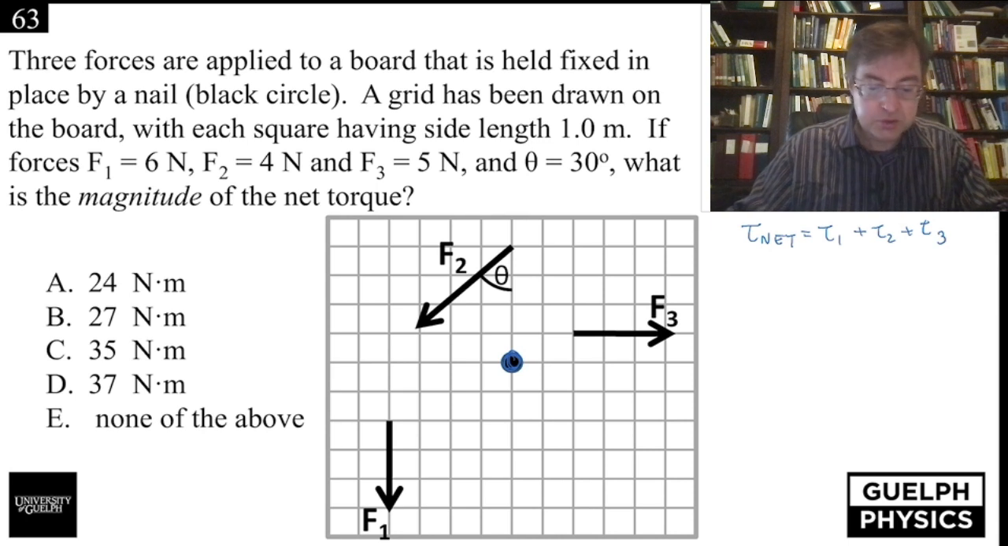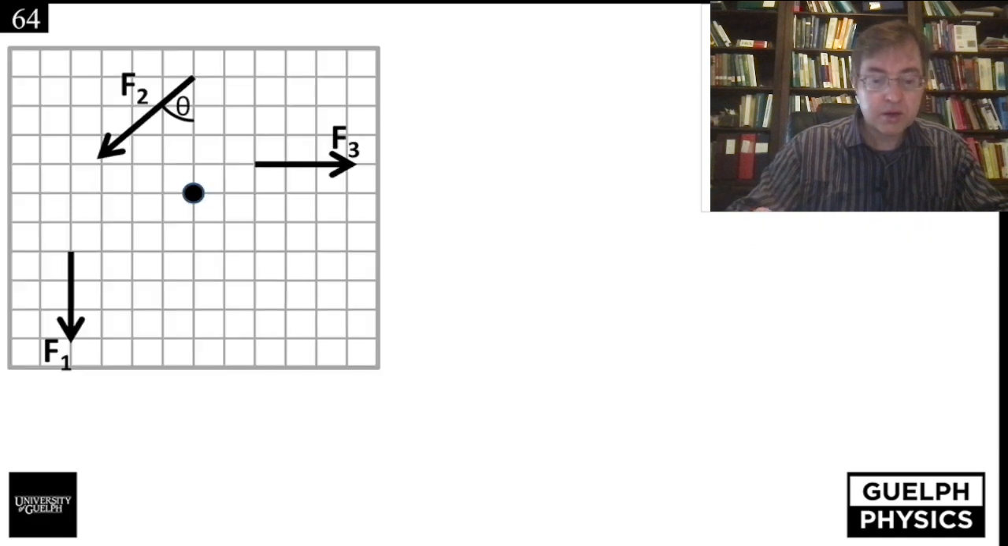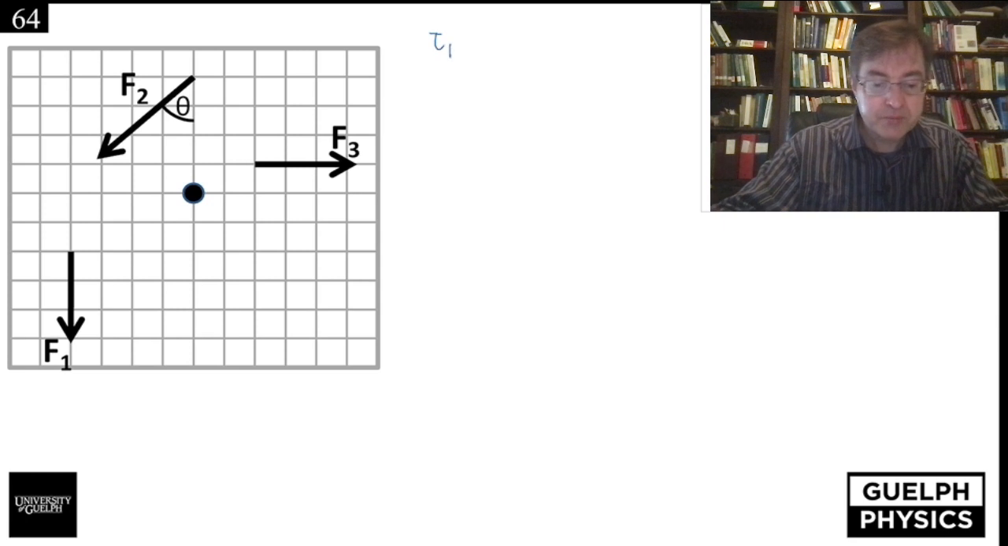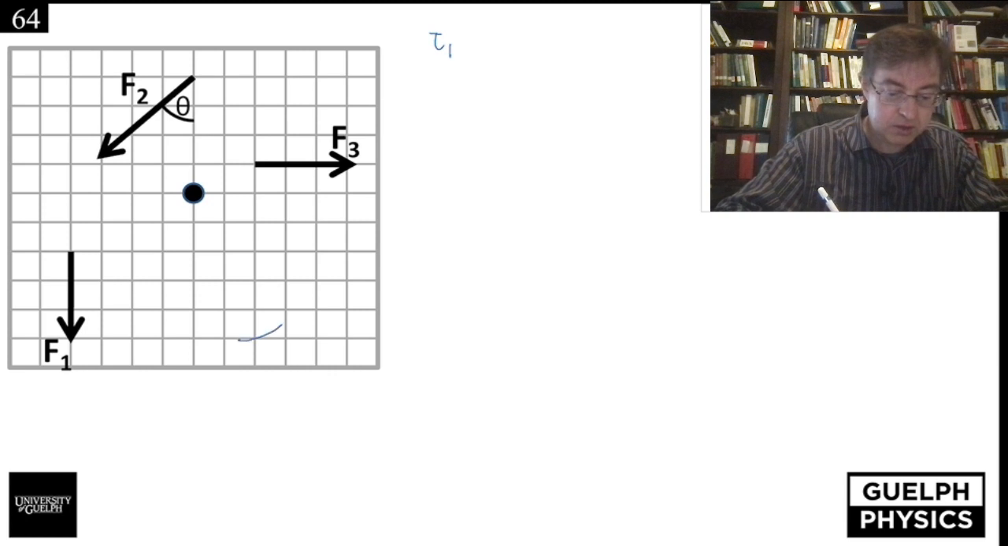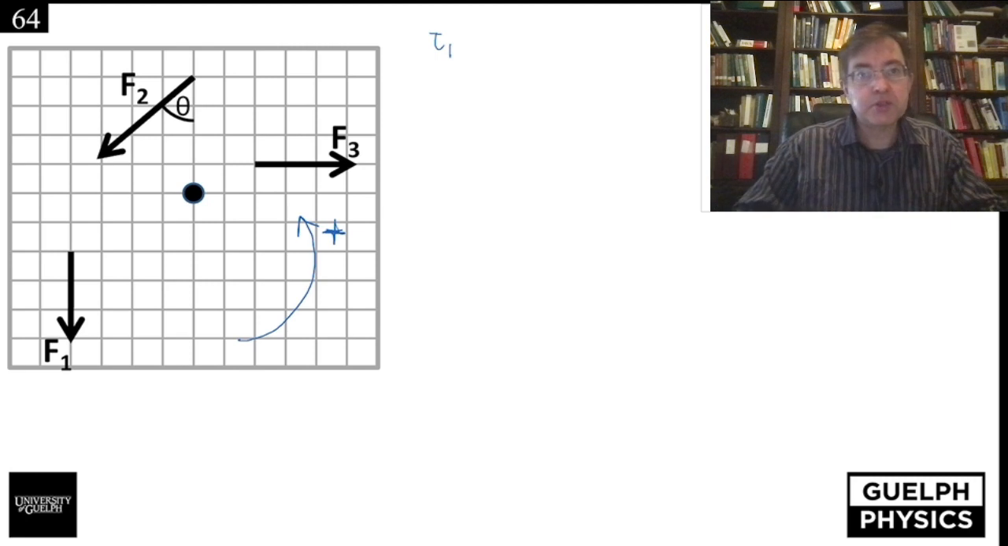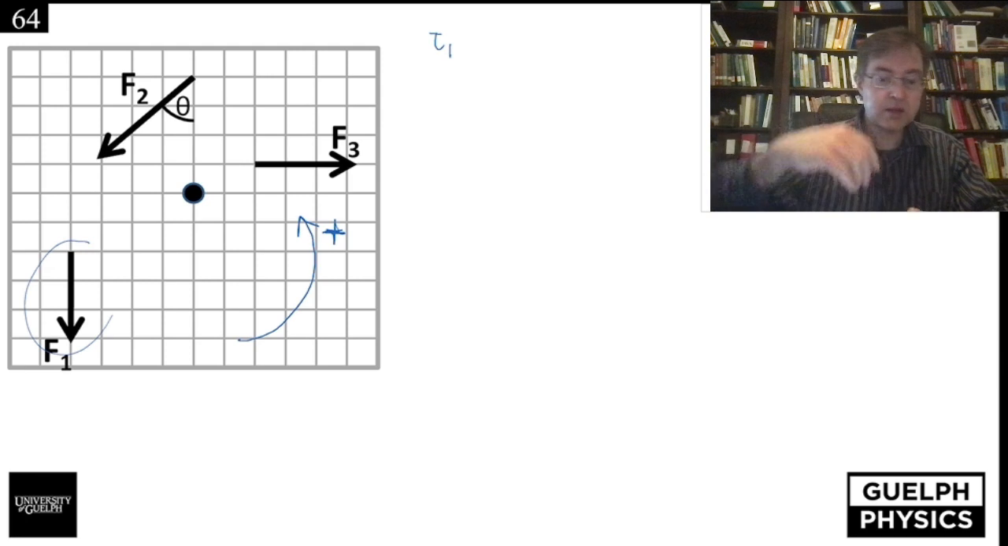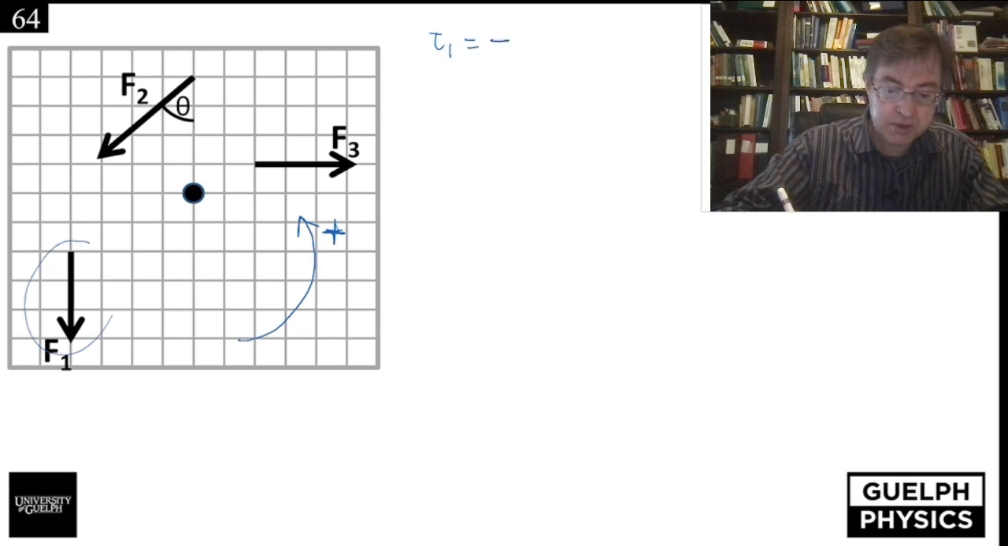So let's just do this then on the next slide here. Again, I can calculate torque from 1. The first thing I want to do is define a direction and be consistent. So I'll define counterclockwise to be the positive direction. That's the usual convention. Given that, I can look at force 1 and I realize that it's producing a torque in the counterclockwise direction, so it'll have a positive sign here, about this pivot.